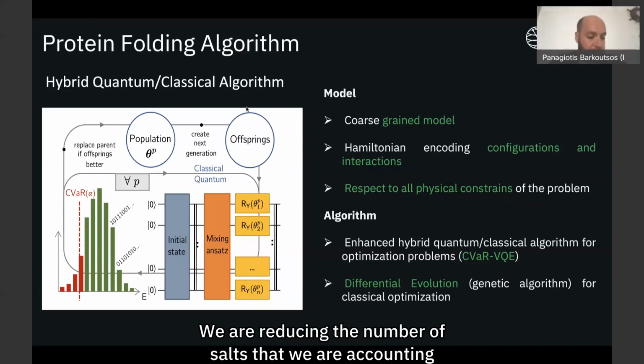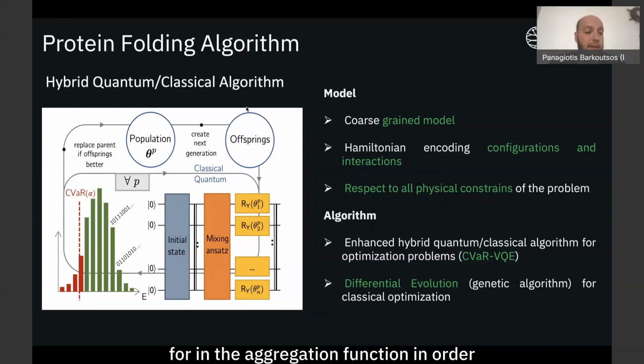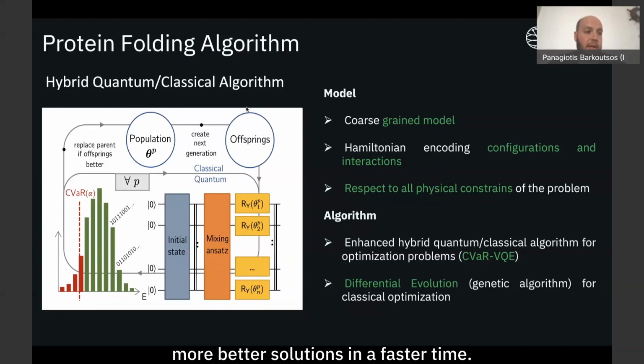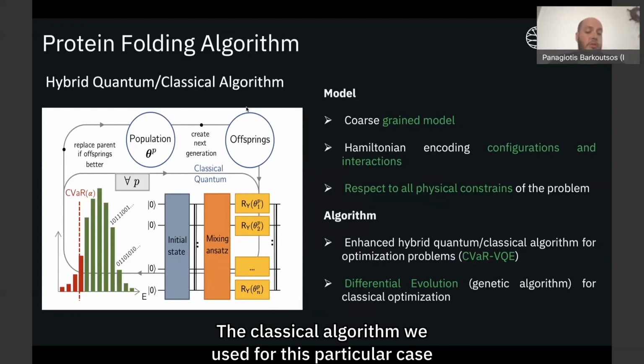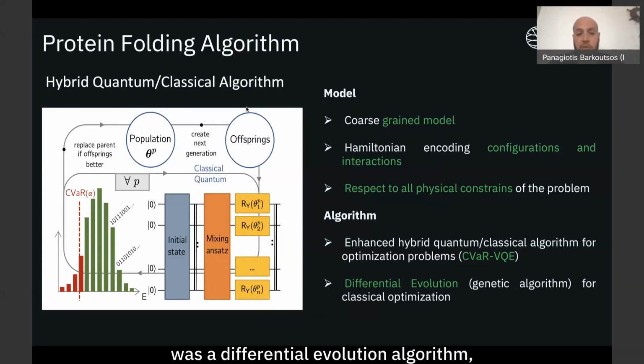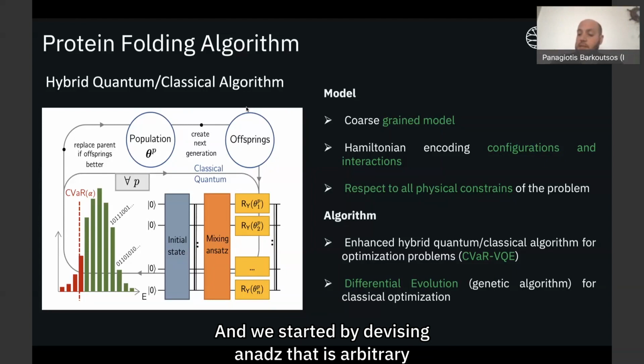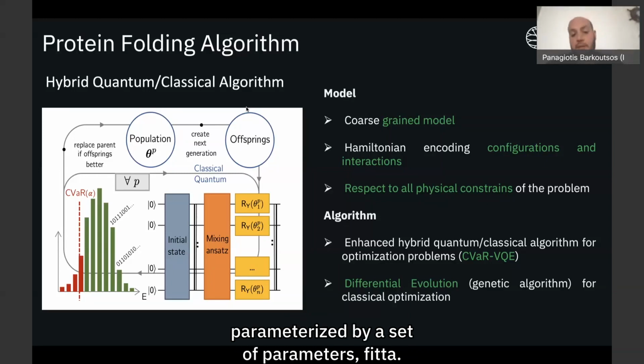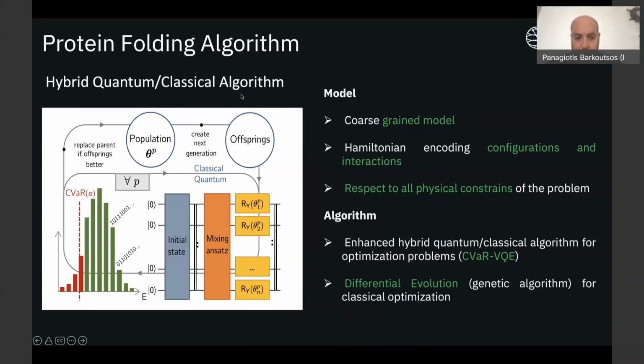We are reducing the number of slots that we are accounting for in the aggregation function in order to make it more efficient and also help us develop better solutions in a faster time. The classical algorithm that we used for this particular case was a differential evolution algorithm like the one that you see on the left. And we started by devising an ansatz that is arbitrary to the Hamiltonian and has single and two qubit operations parameterized by a set of parameters theta.